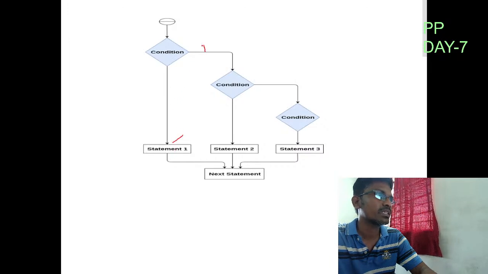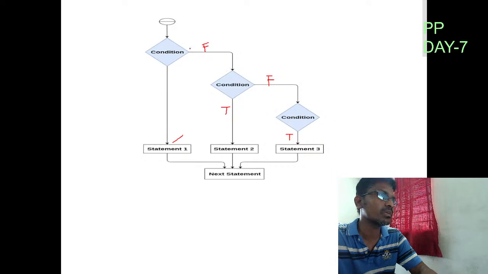So if the condition is false, then it will go to the second condition, and if the second condition is true, then it will execute statement 2. Otherwise, if the condition is false, then it will go to condition 3. If that condition is true, then it will execute statement 3. Otherwise it will go to the next condition. In this example I am not using any next condition.